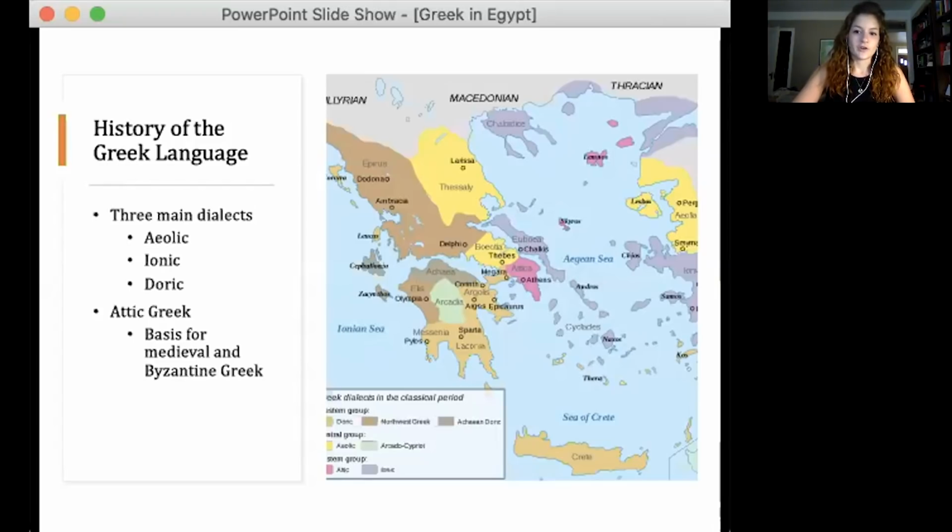If you've ever taken an introductory Greek course or even thought about it, your textbook probably has been titled Attic Greek. Attic was a subdialect of Ionic and became the language of Athens, and therefore the language in which we have a lot of classical material. It's also the dialect that formed the basis for medieval and modern Greek.